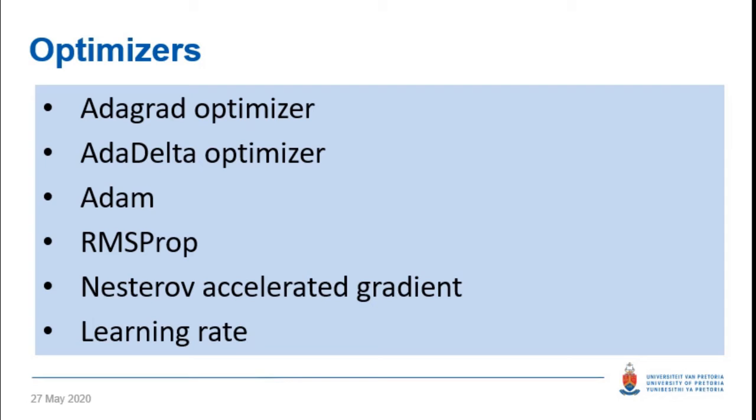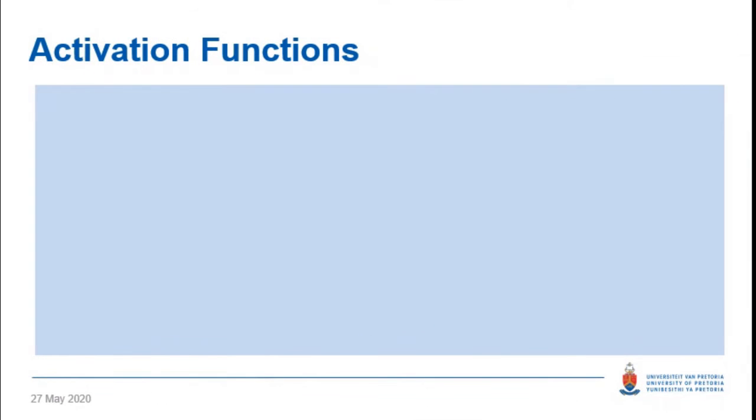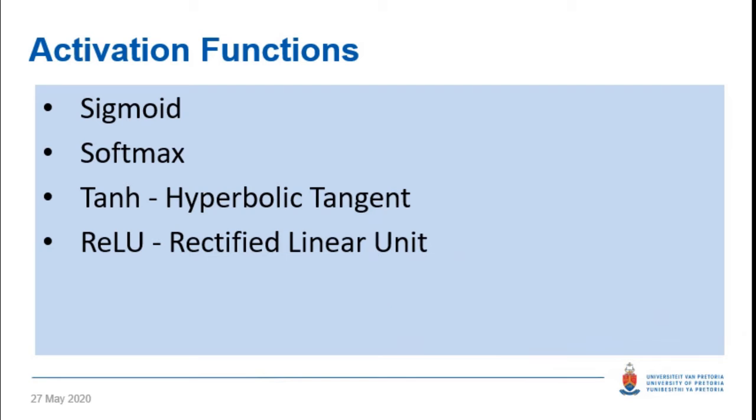When it comes to deep learning, there are a number of different activation functions that can be used, and these activation functions can differ from layer to layer. So if we look at some of the activation functions that are commonly used, there's a sigmoid function, the softmax function, the hyperbolic tangent function, the rectified linear unit function, a leaky version of this, and more recently the swish function.